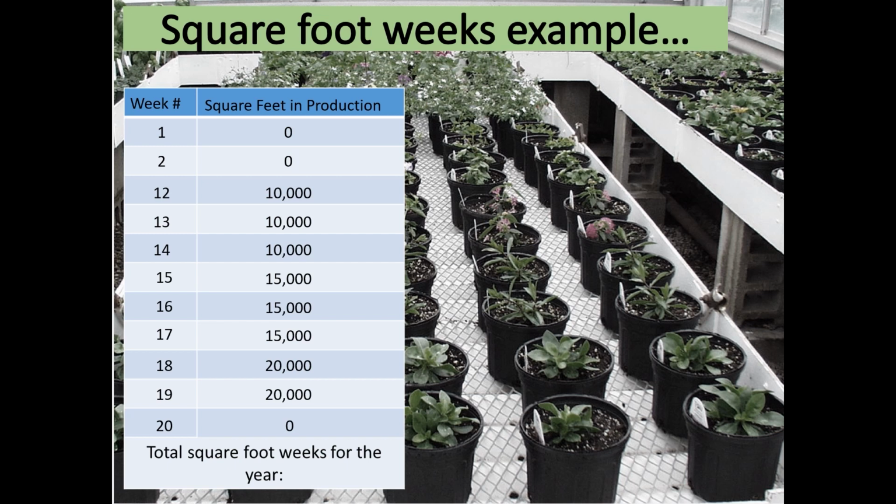This is an oversimplification. Of course, this is not feasible for a real greenhouse to be open for so short a period of time, but we'll pretend for simplicity's sake. So now I add all of those up, add all those square feet in production, and I get 115,000 square foot weeks for my range. So my greenhouse range has 115,000 square foot weeks. And when you do this on a reasonable range, you're going to get a number maybe in the millions. You might have some million square foot weeks for the year, and that's okay.